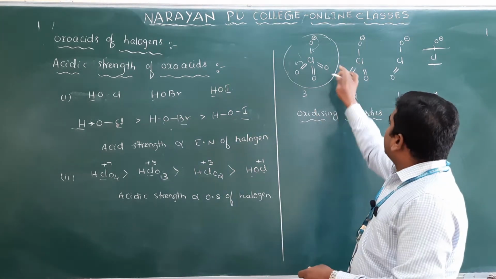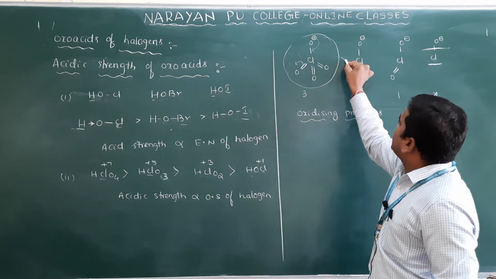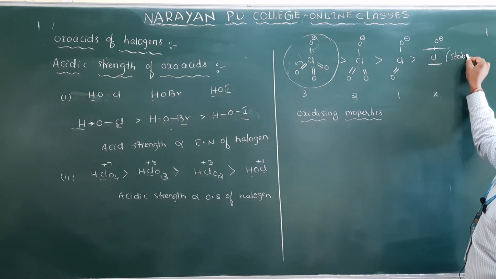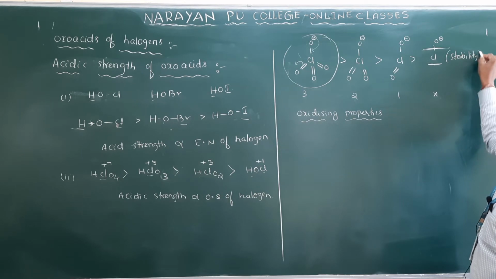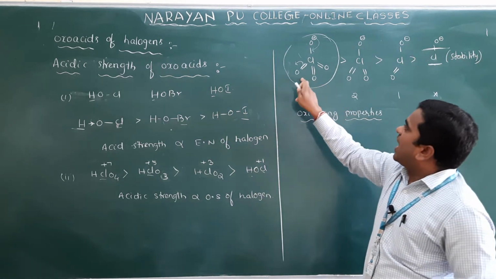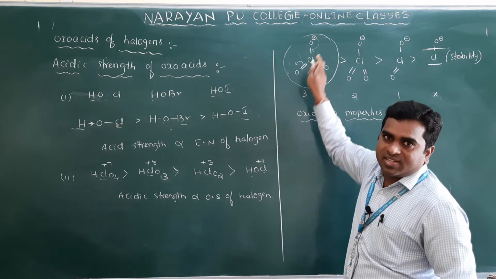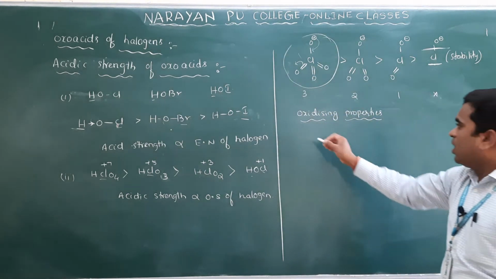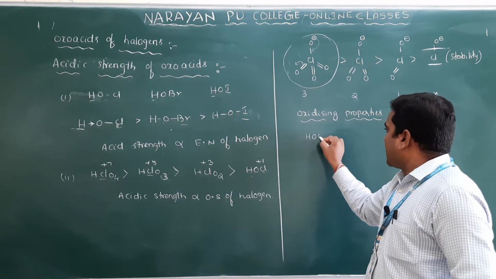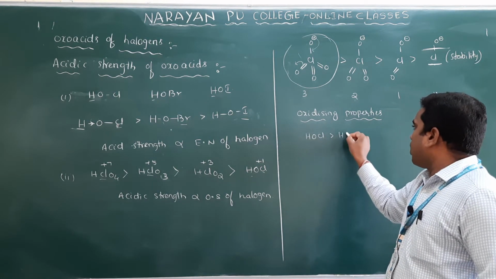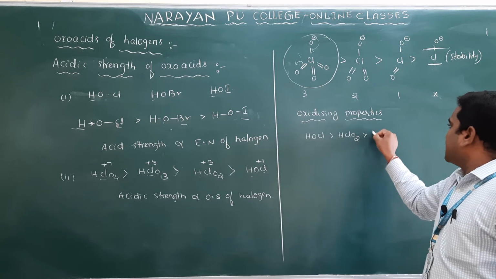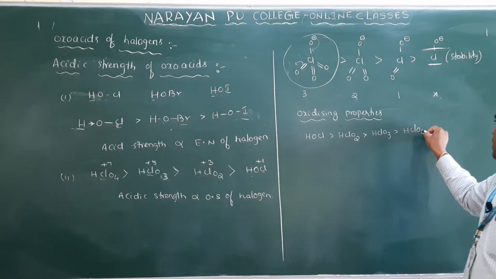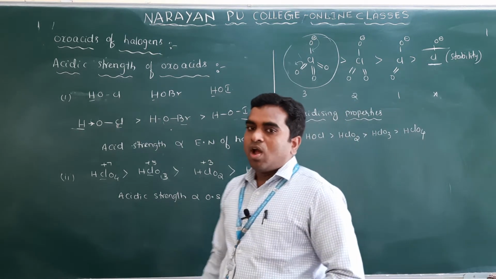Clear? So what is the stability order of these anions? This is the stability order. Which one is most stable? The perchloric acid anion is most stable compared to these. So that's why, what is the oxidizing power here? HClO3 is a more powerful oxidizing agent than HClO4 and HClO2, and what about HClO? So this is about the oxidizing power.